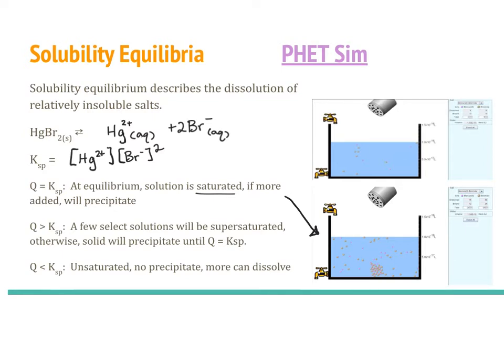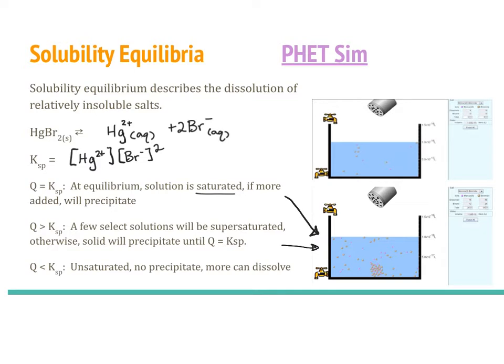The next situation is Q being greater than K. In most cases, if you try to put in more salt than the water can actually dissolve, then you will get something like that second picture where a solid, a precipitate forms until you get to conditions where what's dissolved in water equals the KSP.